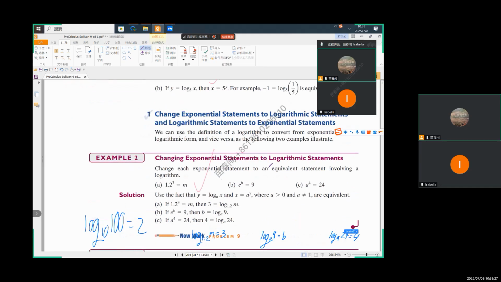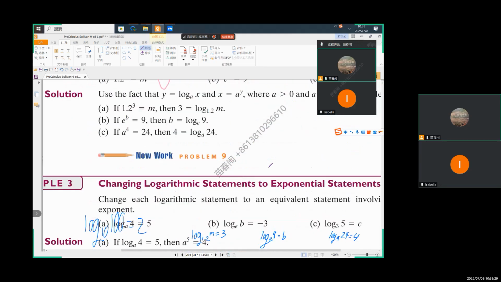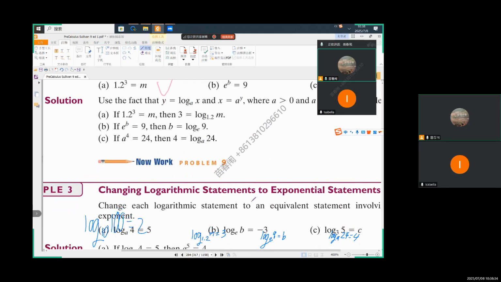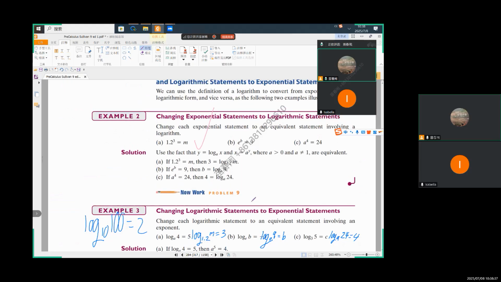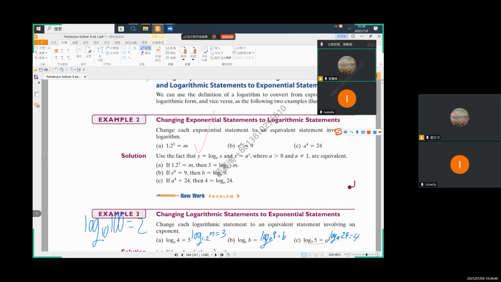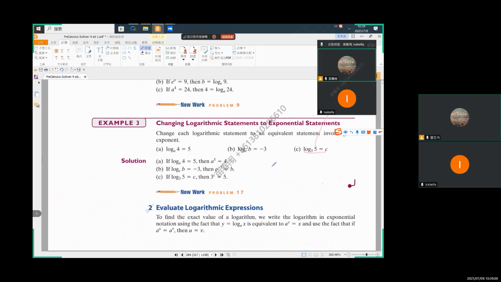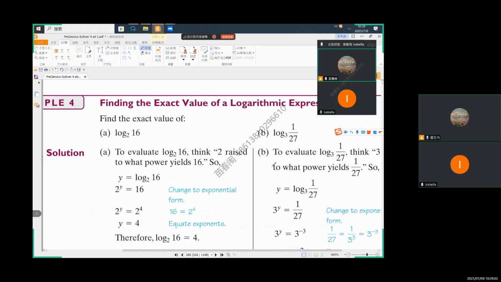Yep. There's the inverse function between these two. It's the same thing, right? We can skip this example 3. It's the other way around, right? You're familiar with this, right? If you change the other way into exponential form. Yeah, we can skip example 3, right? I think so. This is the inverse function, almost the same thing as example 2. I think I'm doing pretty well with this one.